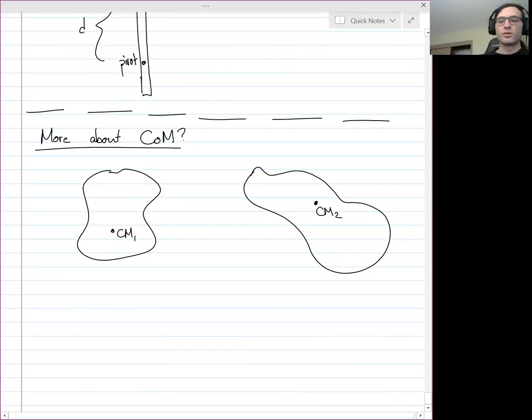So we know how to find the center of mass of a system, but what if we have two things in which we know where their center of masses are? How do we find the center of mass of the combined system where we combine this into one large system?